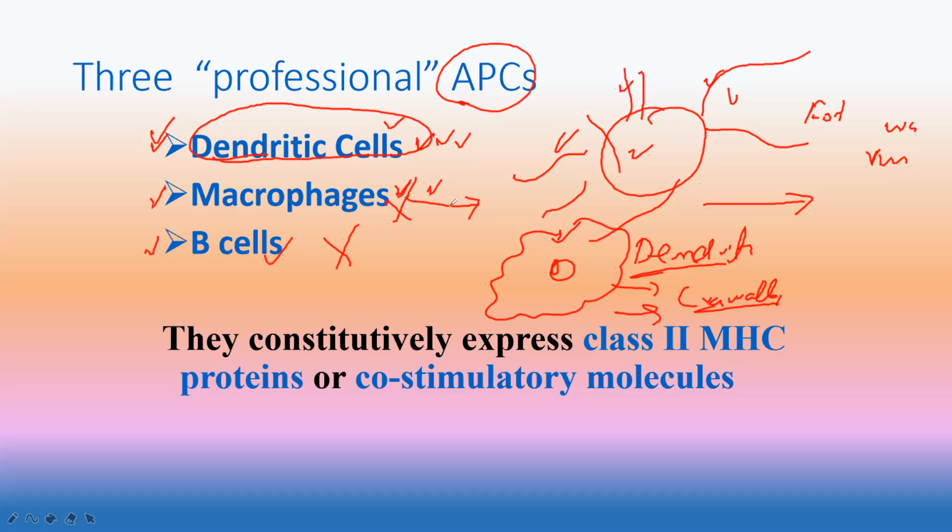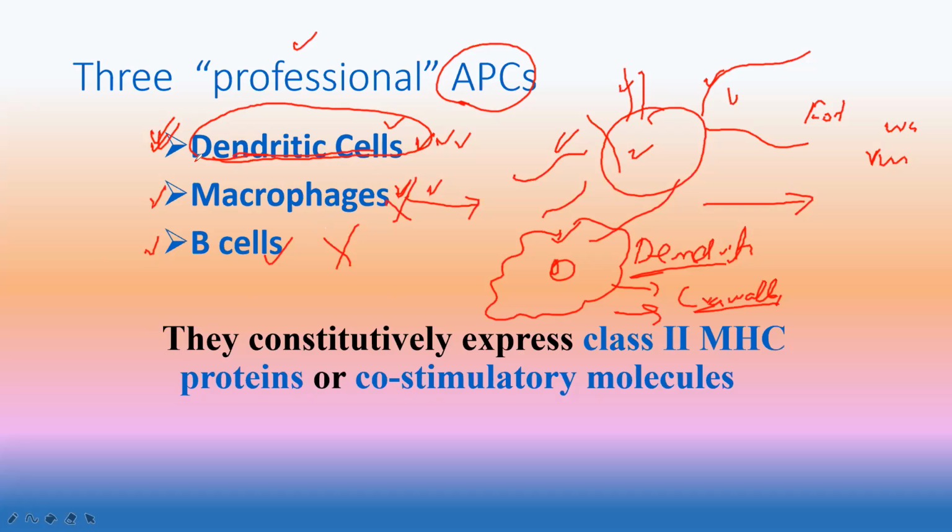You have some extra property. What property? You also have foot processes now. More power was given to the dendritic cell, just for antigen presentation. Clear? So that's why it's a very specialized cell. The most common antigen presenting cell is the dendritic cell. Okay, next.